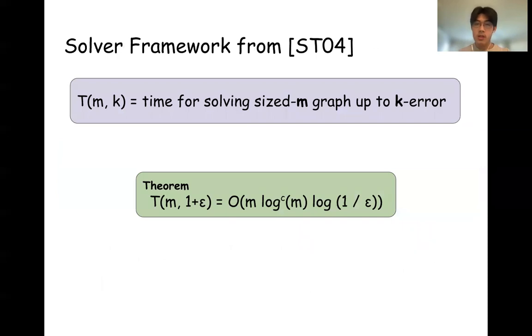So we adapt this solver framework from Spielman-Teng 2004, and there is an important notion of T of m and k. It denotes the runtime for solving a graph of size m when allowing error up to k. Using this language, we can express our results as the following one-line equation: T of m, 1 plus epsilon, is m times polylog.